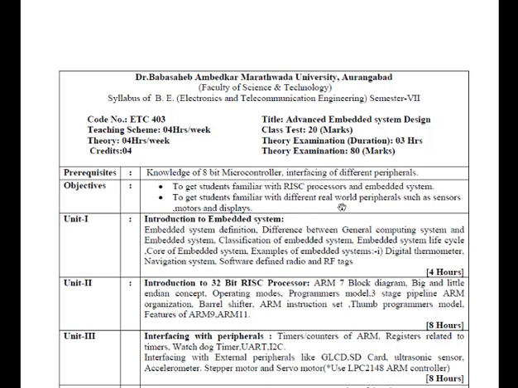So let's see first of all what an embedded system is. The word embedded itself means that multiple things are combined together. It is a combination of several things. In unit 1 you will see the basic definition, then the difference between a general computing system and an embedded system, then the different types of embedded system life cycle, then examples of embedded systems.